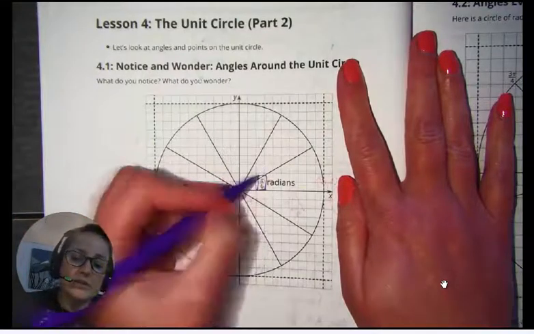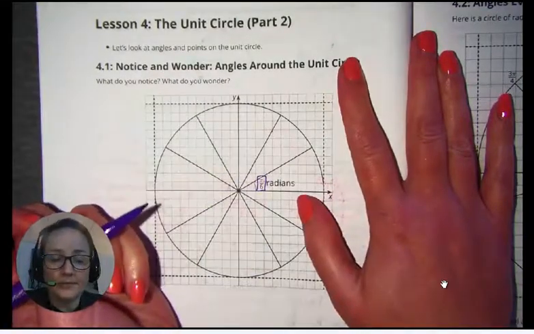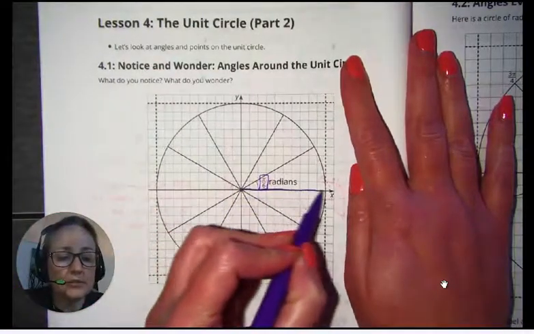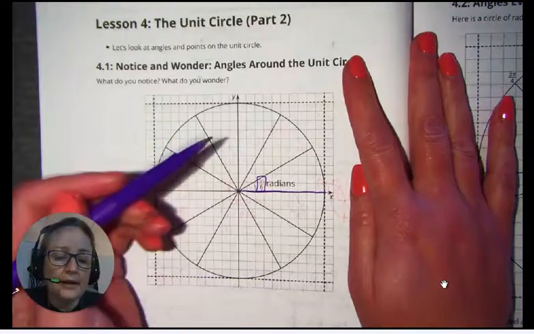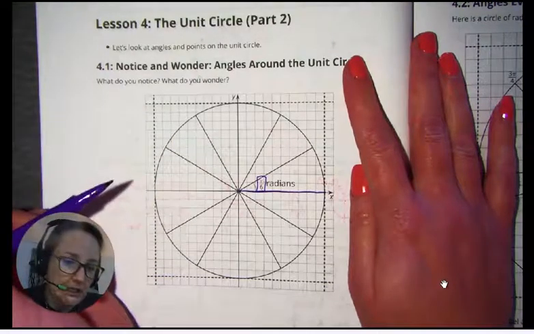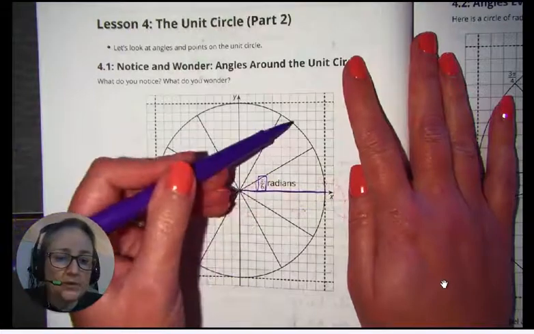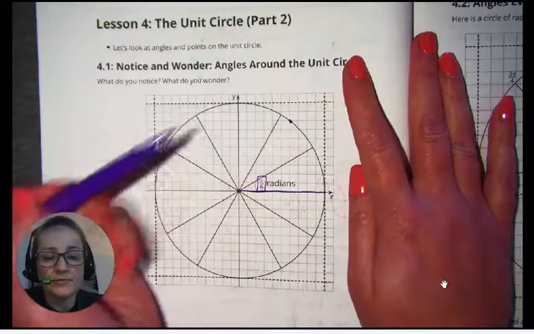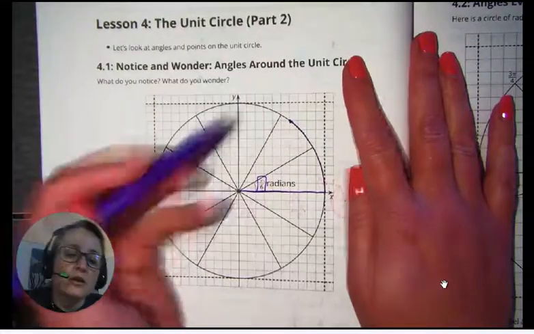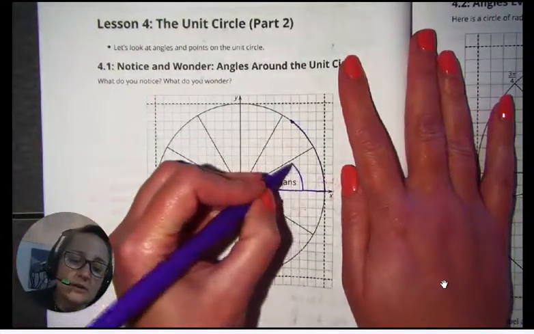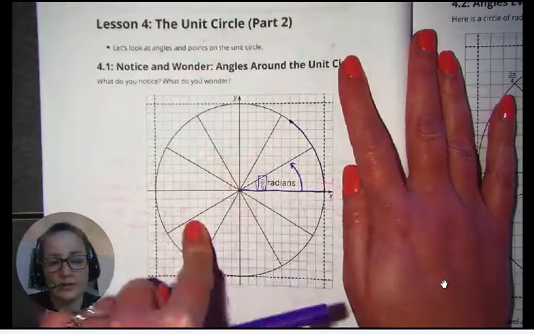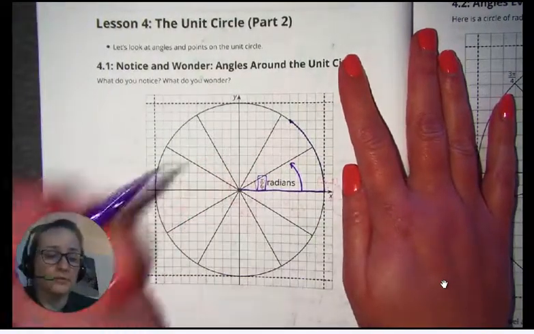We were introduced to this idea of a radian as a unit of measure, using the radius as a unit of measure around the circle. And we saw that 1 radian was somewhere around about here, as far as being the length of the radius. We're talking about angles, always starting with our x-axis and moving in a counterclockwise direction is how we're measuring angles.